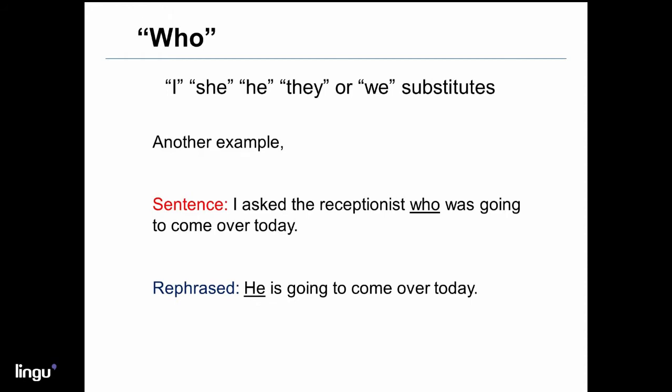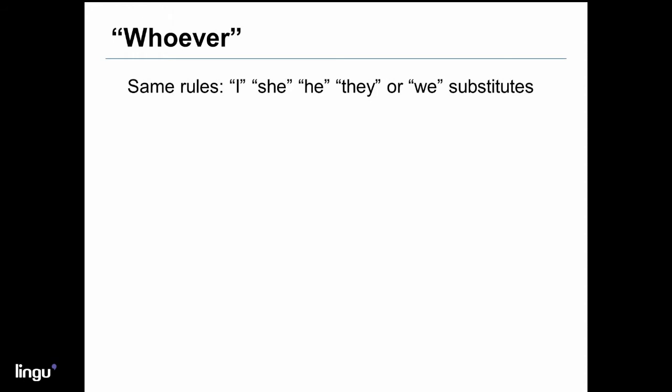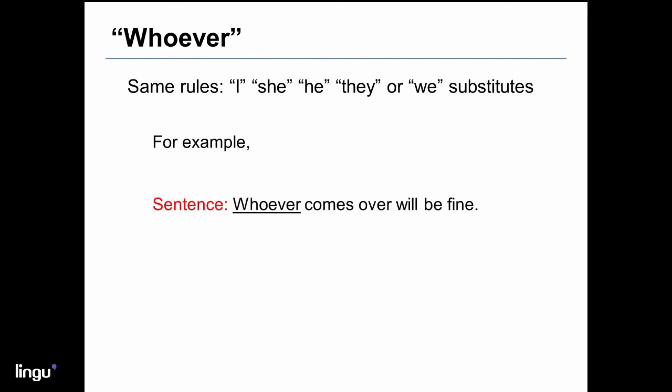Another term you could use would be whoever. Whoever has the same applicable rules as who, so plan accordingly. For example, whoever comes over will be fine. The rephrase of this sentence would be, she will come over. Note how if I put "her will come over," the sentence does not make sense. Again, I kept the subject, whoever, consistent.